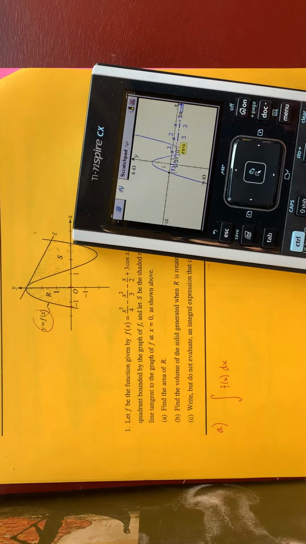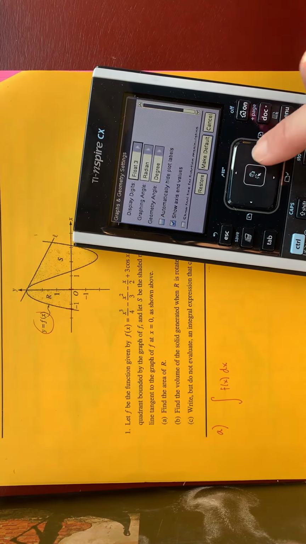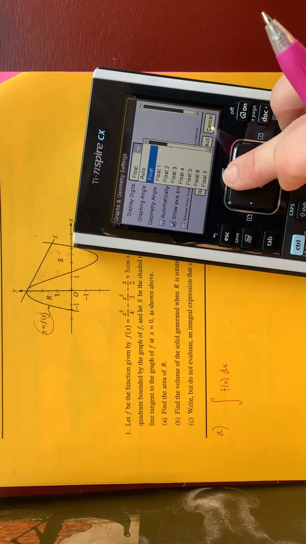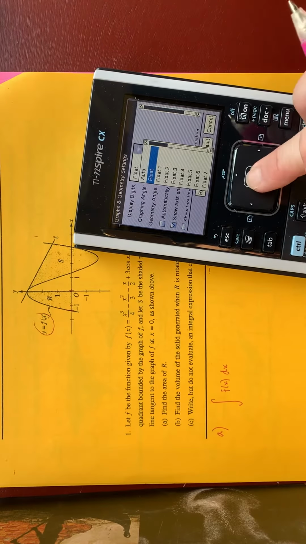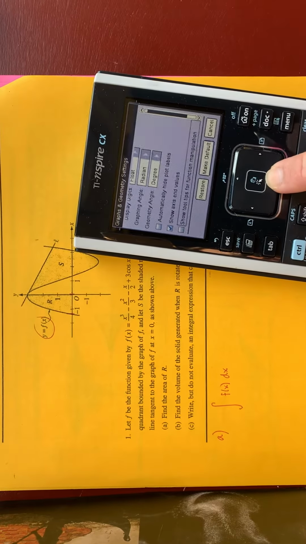Negative 1.37, of course. So I borrowed a calculator. I'm not on float, I don't think. Nope, she's on float 3. So remember, you want to be on float so that you'll get all of the decimal places that are available for you.